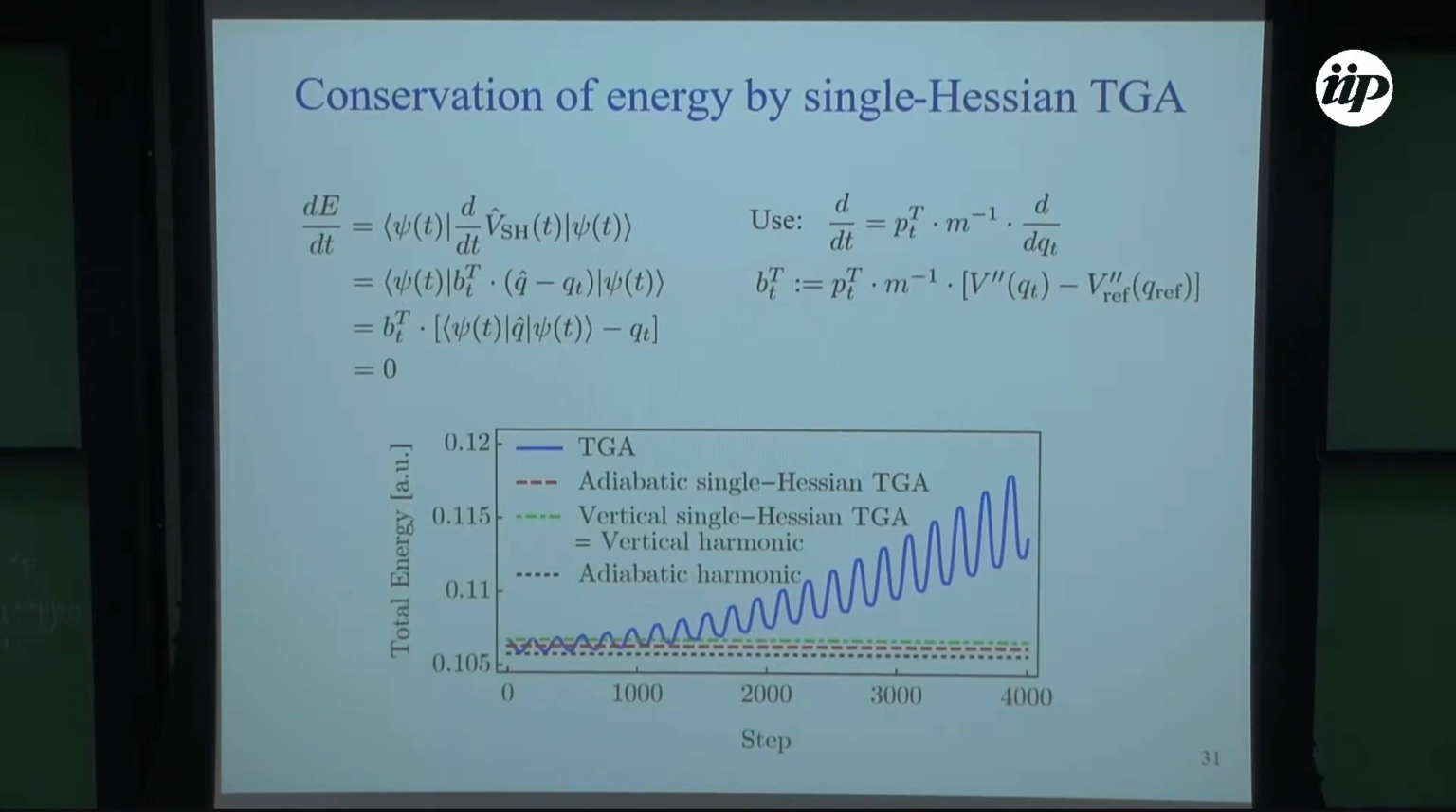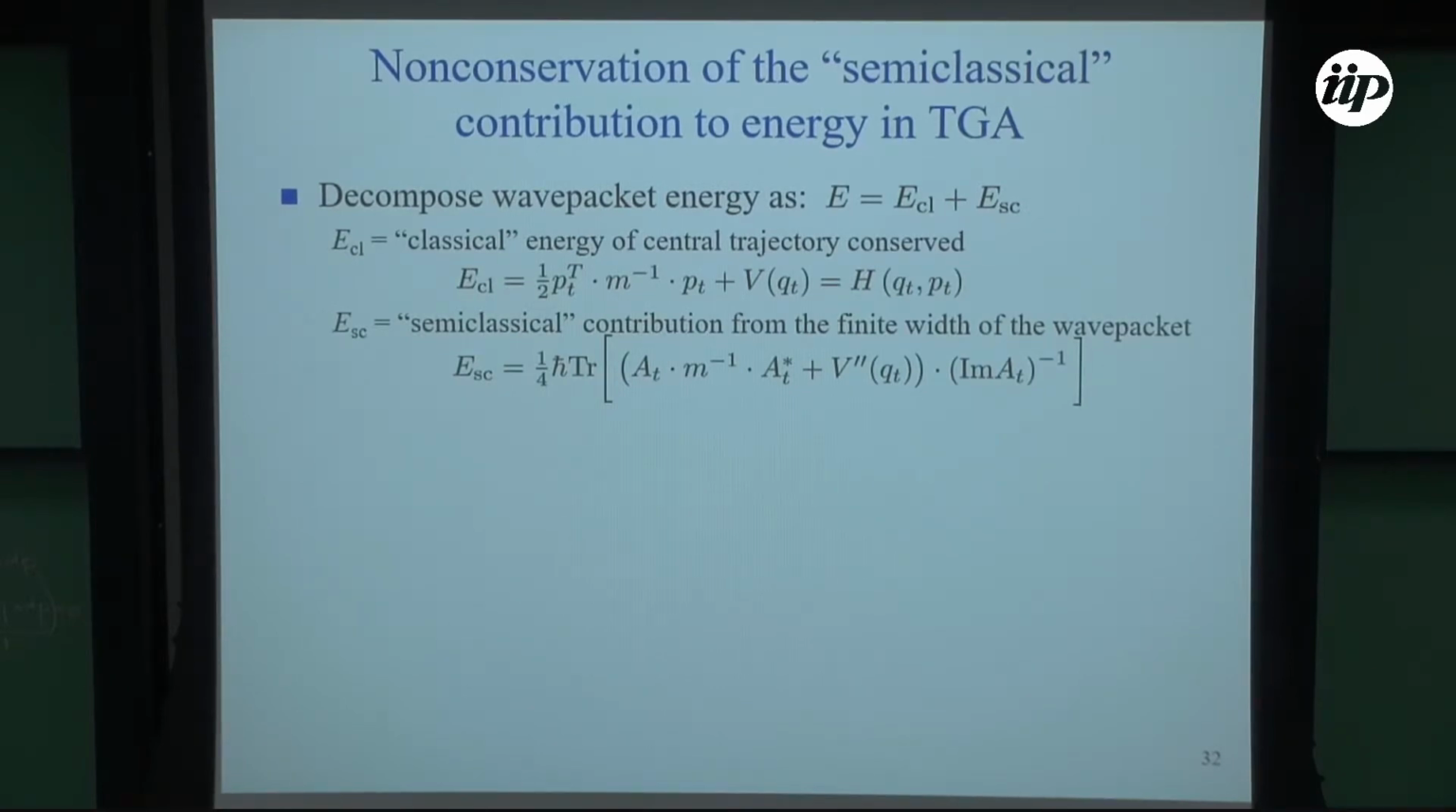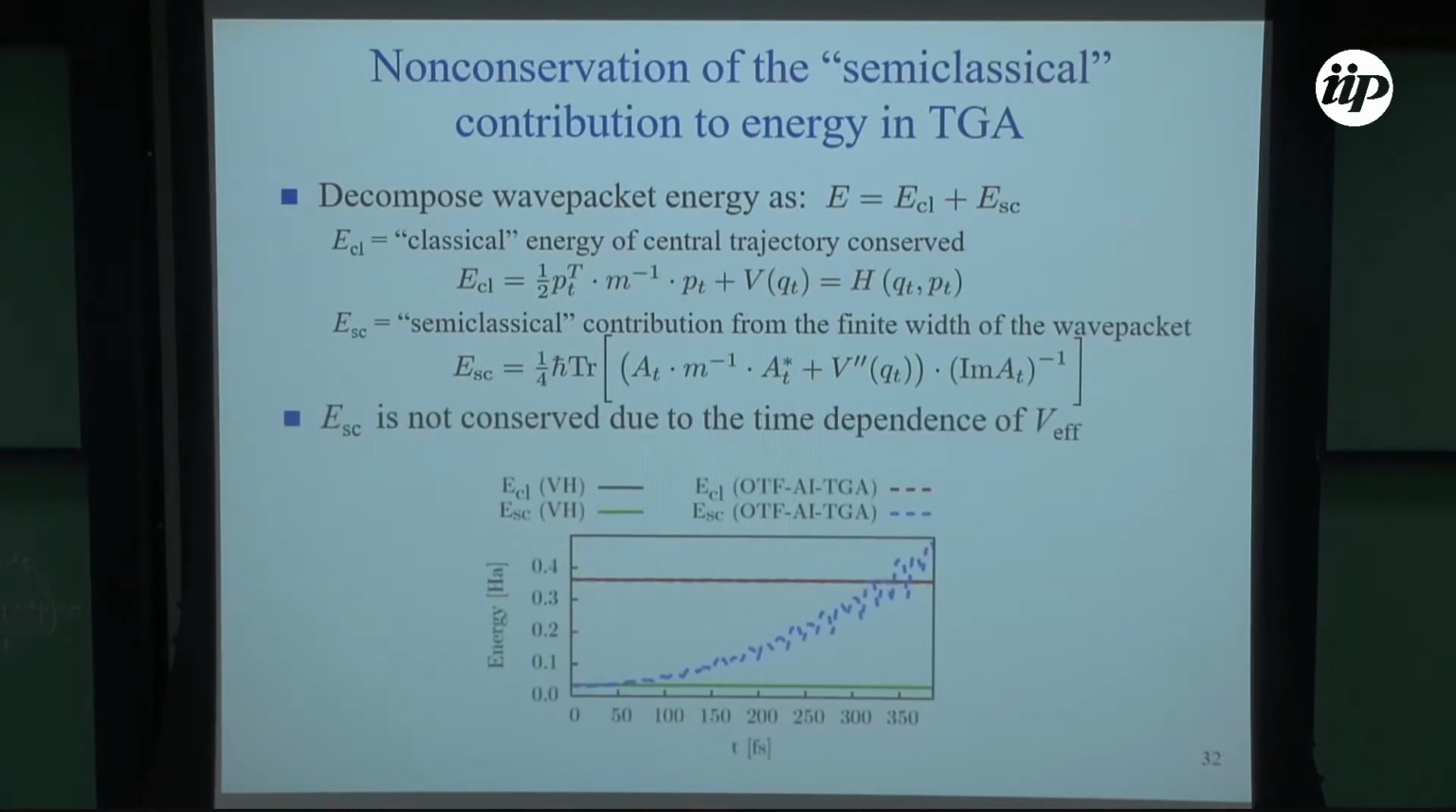So there is actually, in this drastic approximation, you gain something. And in fact, you gain a little bit more. So if you look at TGA, you can split the energy into the classical energy of the center of the wave packet and the rest, which you can call semi-classical. The energy of the center trajectory is just the Hamiltonian evaluated at the center. And the semi-classical contribution you can also evaluate analytically. It's connected to the width matrix. This expression is a little bit ugly, though. Okay, but you can compute it, and you will see that the classical energy is exactly conserved.